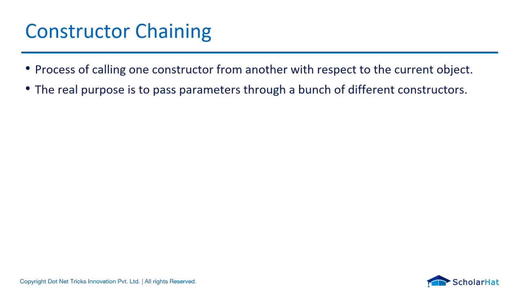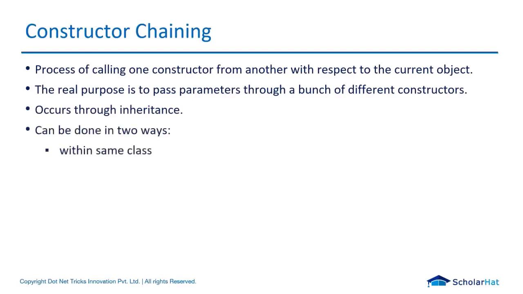In the case of inheritance, it plays a very vital and important role that I will be discussing up there. As it is written, it occurs through inheritance. Partially true, it also occurs within the same class. It can be done in two ways. First, constructor chaining can be done within the same class, where in one class we have 5 constructors, calling one constructor from another one and so on. And second, through inheritance, where we want to call a parent class constructor from the child class. We use a super keyword for that.